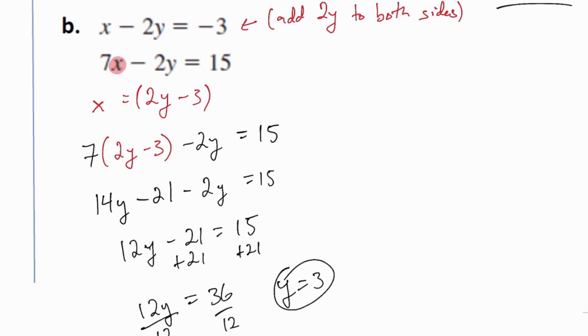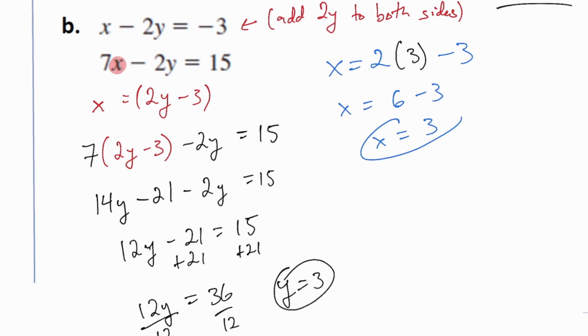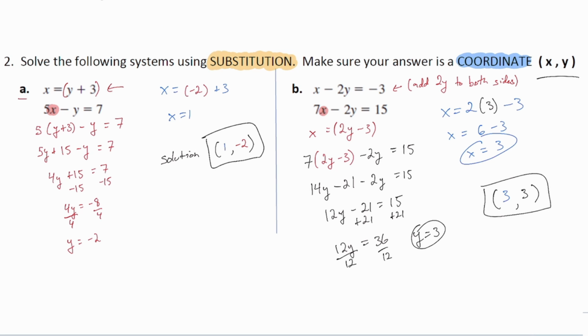So let's do that. This time, let's do it in blue here. x is going to be equal to 2 times my y value of 3, minus 3. So that means that x is equal to 6 minus 3, which means x is equal to 3. So that means that the solution for this is going to be the coordinate pair 3, 3. And box the solution in both cases. So there's A and B.